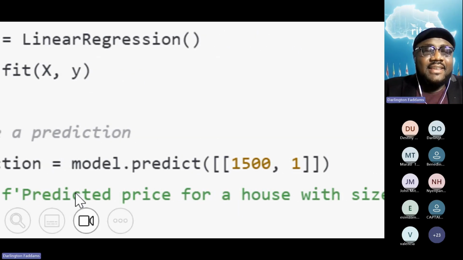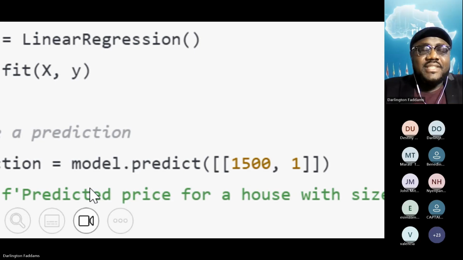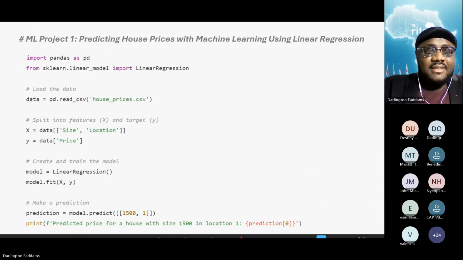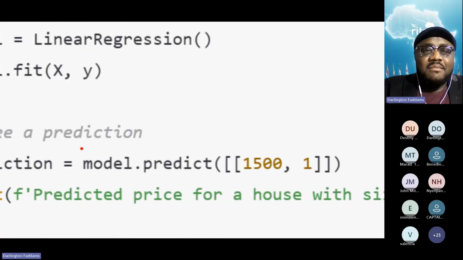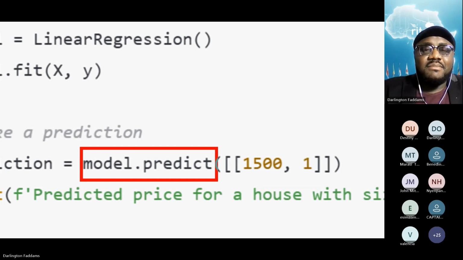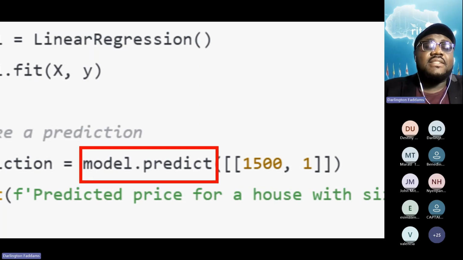We came here and we said model.predict. So here you are about to ask the model to make a prediction, because the model is now intelligent. This thing you see here is now AI. This is AI already. So you can use it.